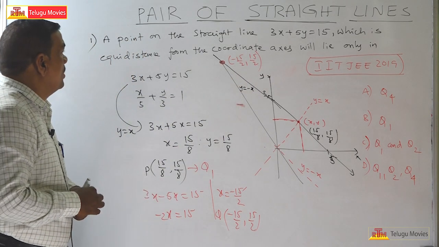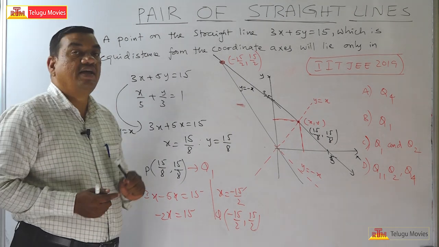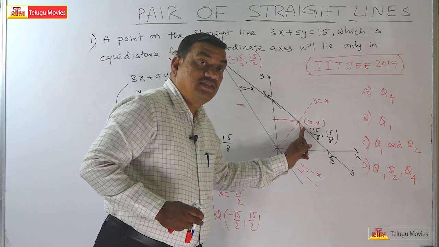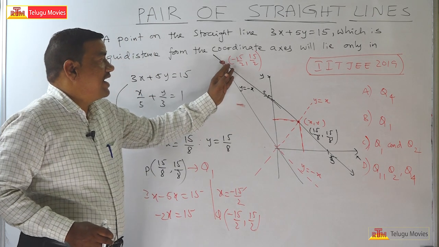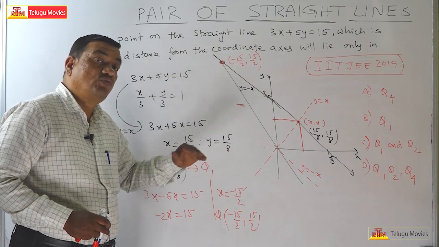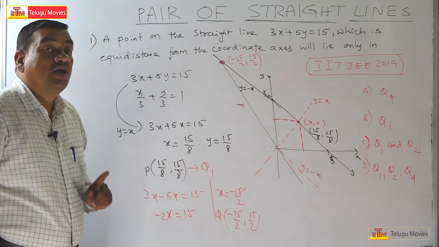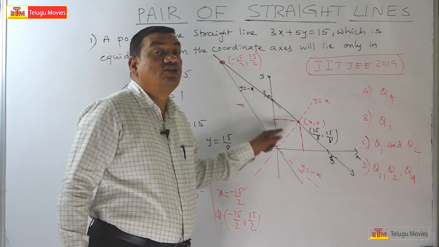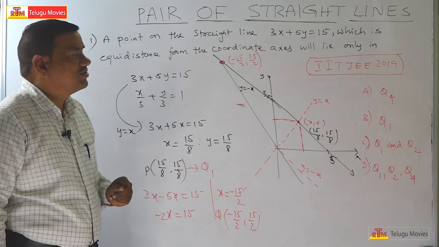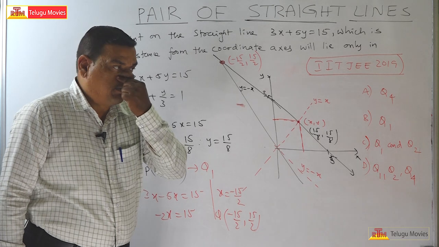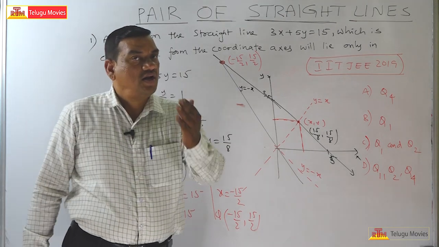That means there are two points on the straight line which are equidistant from the coordinate axes. One is (15/8, 15/8), which belongs to the first quadrant. Another is (-15/2, 15/2), which belongs to the second quadrant. These are the only two points. So it is a very easy problem, and such problems are also given in competitive examinations like IIT JEE. I hope you understand this solution. Let us go for the next problem.